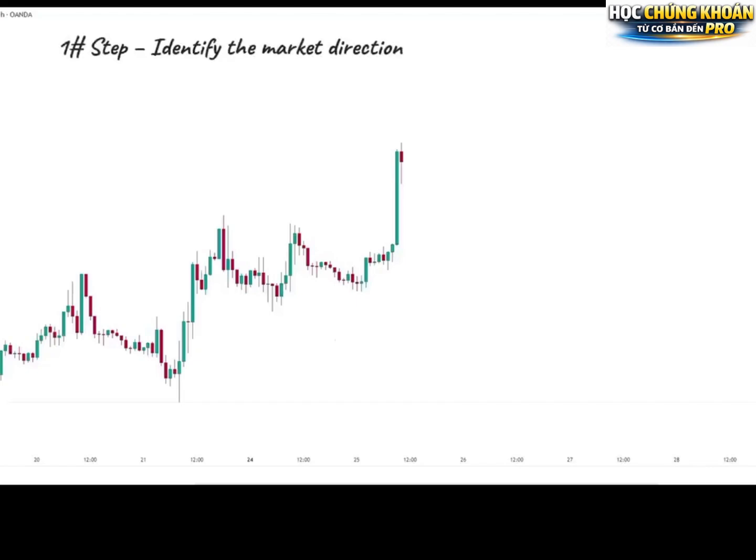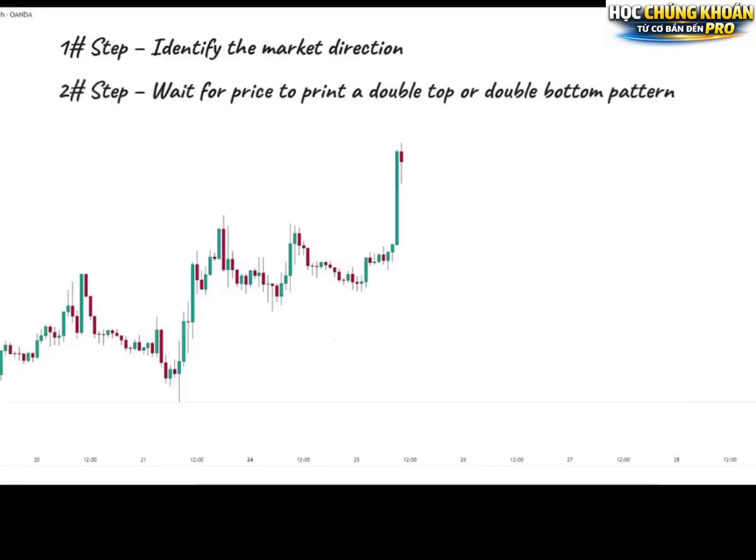In the first step, we identify the direction of the trend. Then wait for the market to make a valid double top, if we are in an uptrend, or a valid double bottom, if we have a downtrend. Here in the Euro-Dollar 1-hour time frame, we can see that we are in an uptrend, and the market is making higher highs and higher lows, so we have a bullish bias. Then market made a double top and broke it to the upside.